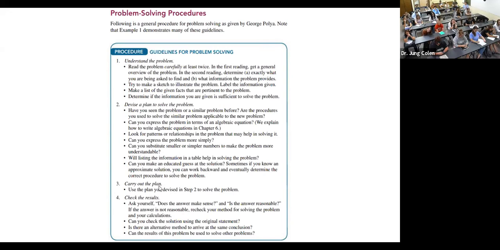You can carry out the plan next. So you can use the plan you devised in step 2 to solve the problem. And then you need to check the result. It's important. You need to think about, does this answer make sense? Is it reasonable? Okay. And you can also think about putting the answer back into the original question and see if it makes sense. And you can also think about, is there any different way to solve this problem? You can do that. And so on and so on. Okay, so that's the 4 steps of problem solving.